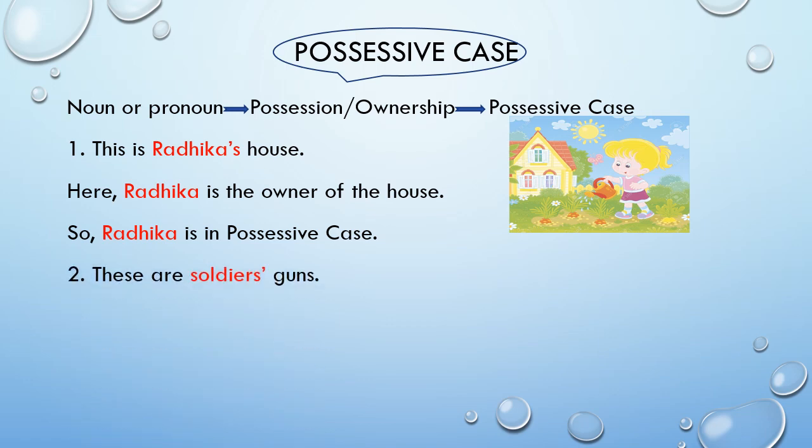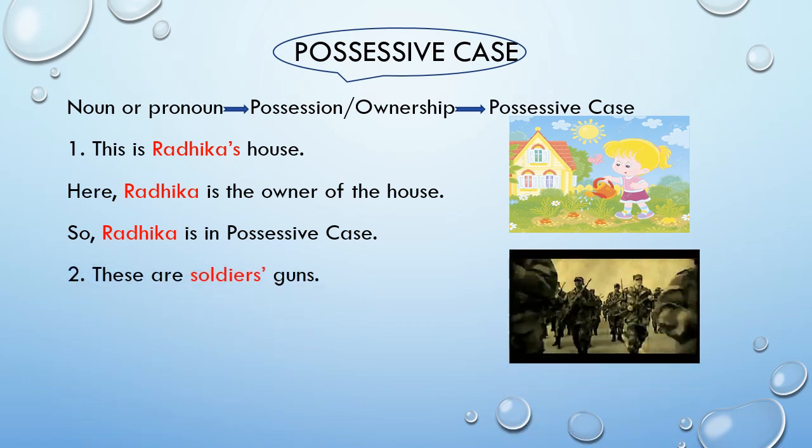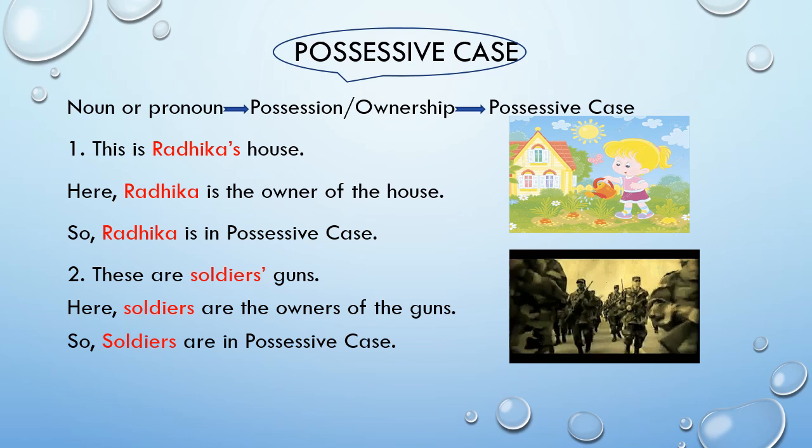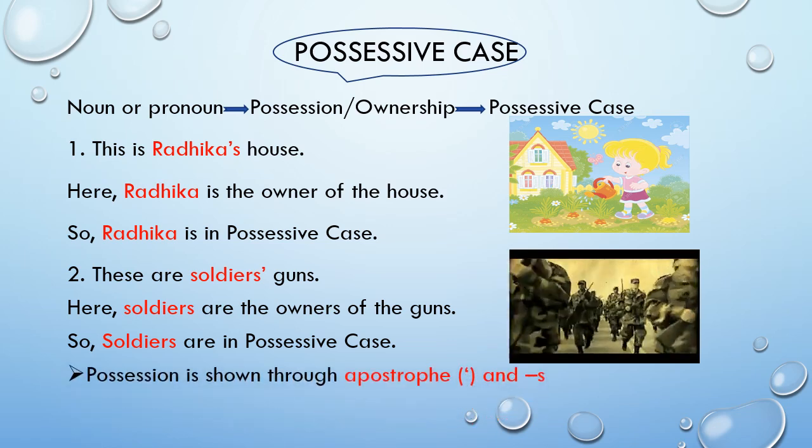Let's take another example. These are soldiers' guns, right? So here soldiers are the owners of the guns. So soldiers are in possessive case. Did you notice any difference between these two possessive cases? I hope you must have noticed a difference. That difference we would discuss later on.